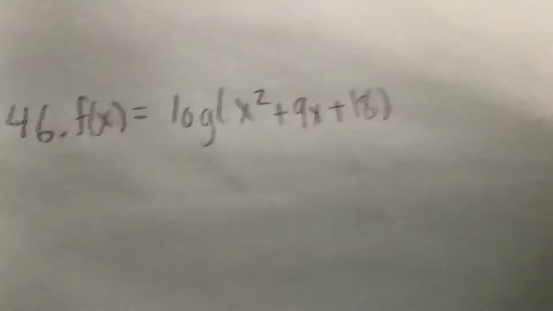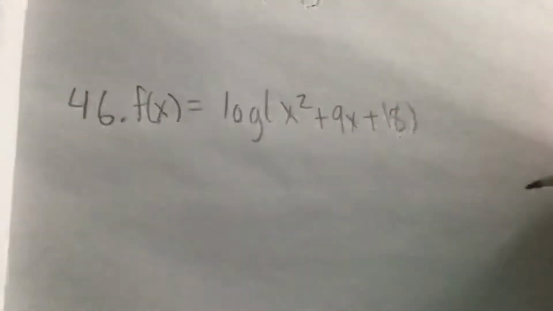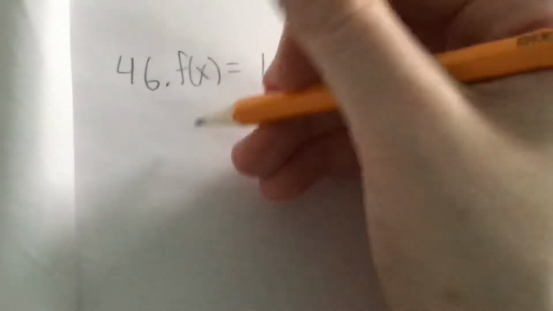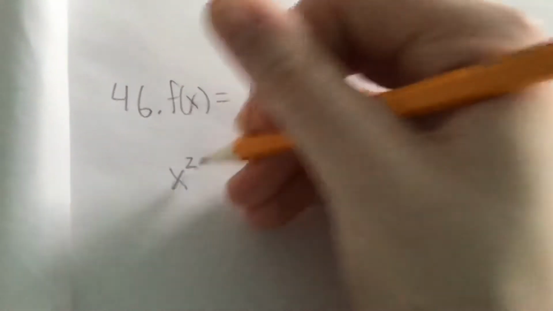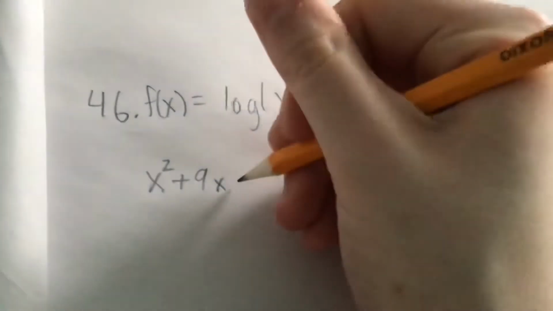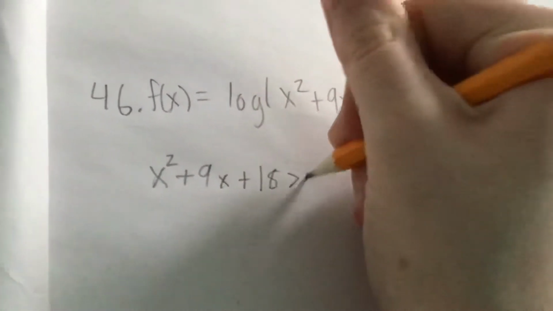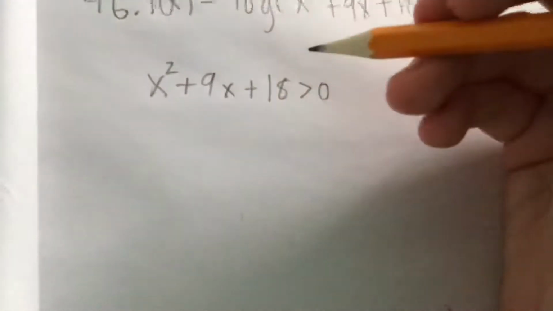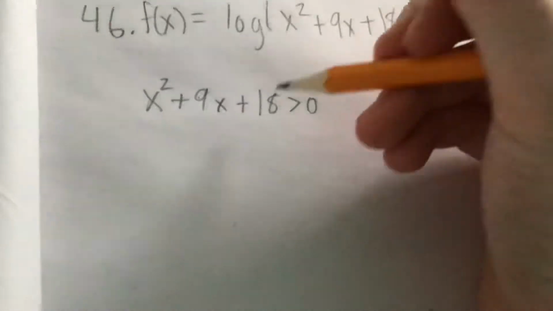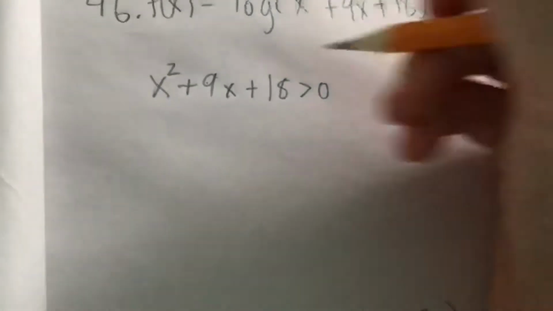Here's the next one. It's a little trickier. It is a quadratic equation, which is actually kind of fun. I'll explain why. Let's start by saying it is greater than 0, okay? Then we solve for this. So 6 plus 3 equals 9, and 6 times 3 equals 18, okay?